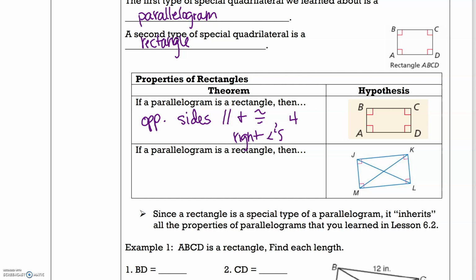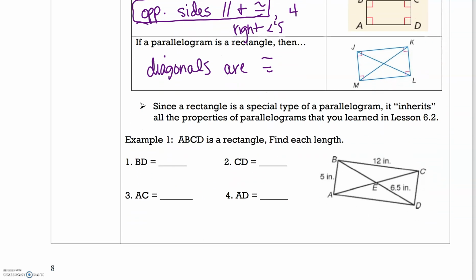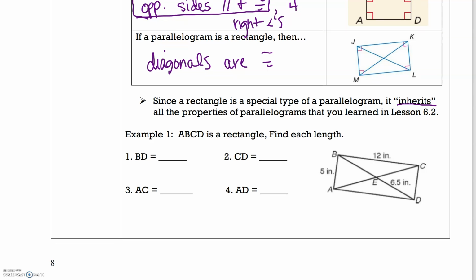And then this one, the diagonals are congruent. And really this one comes from parallelogram, so we don't actually have to write that out, because if it is a parallelogram like it says, we already know that. But the 4 right angles is the specific one to our rectangle, which is our definition. So thinking of those two properties, as well as it inherits all the other properties of parallelograms, like we talked about up at the top, it's going to have all those other 5 properties in addition to these 2.